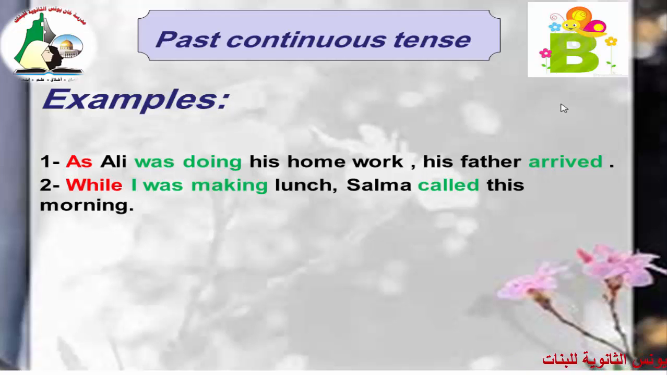So if we use as or while in the beginning or in the middle, the most important thing to know is using the past continuous after these words. When we see these words as and while, it is easy for us to decide where to use the past continuous: immediately after them. Okay? Now, let us see example 3.